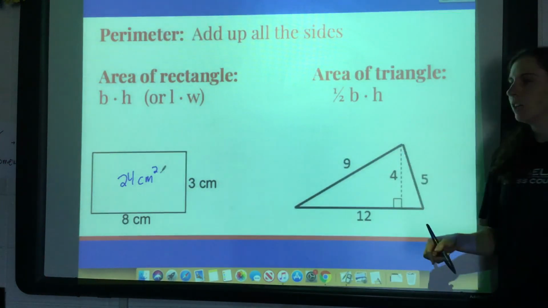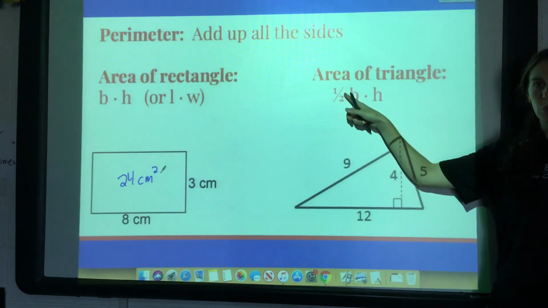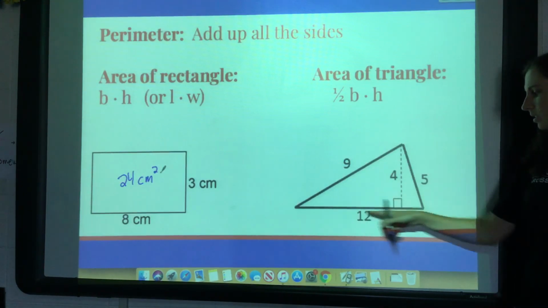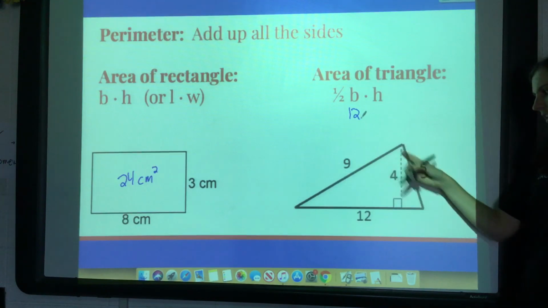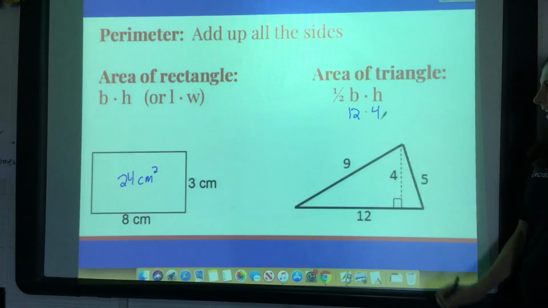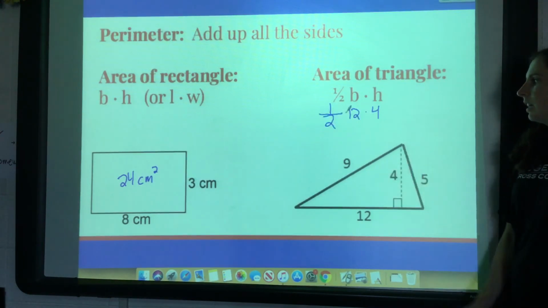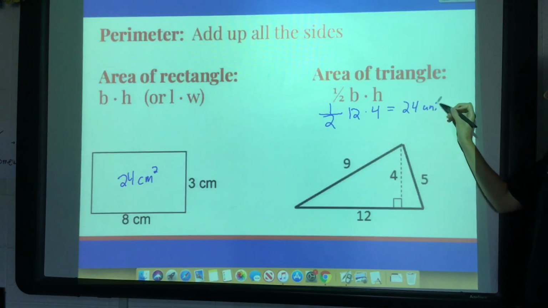For a triangle, it's always half of that. It's the base times the height times a half, or divided by 2. So in this example, the base would be 12. The height is not the 9, it's not the 5, it's straight down, so the 4, and then times a half. Oops. So that would be 24 units squared.